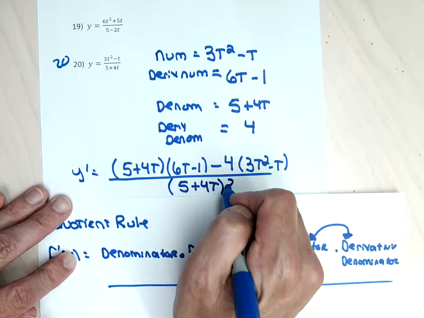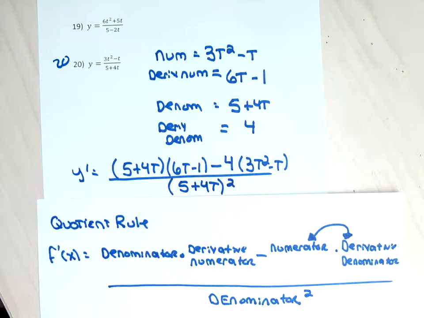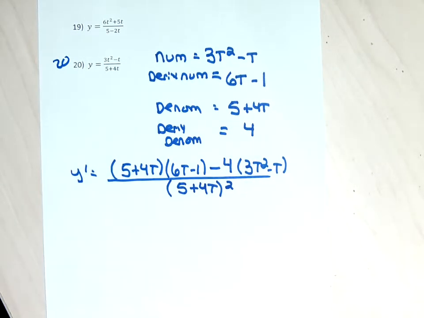Never FOIL out the denominator, and that's illegal to cancel. Done with doing the derivative. Now it's just cleaning up the numerator. So I'm going to clean up the numerator and get to my answer.